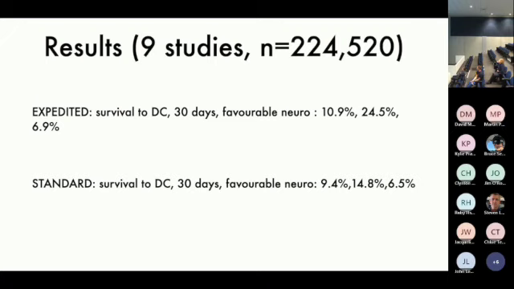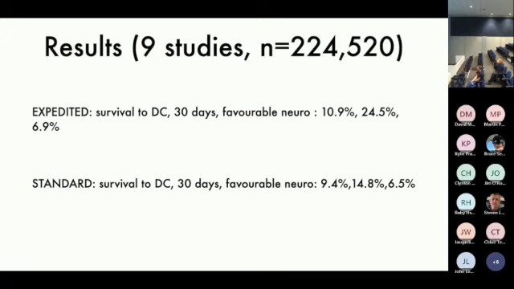So those 9 studies made up 224,000 patients. And basically in the expedited arm, the survival to discharge was 10.9%. Survival to 30 days was 24%, weirdly. And survival with favorable neurological outcome was 6.9%. We think that 24% is because of one small paper that just made up a different cohort slightly. It's hard to explain in any other way.